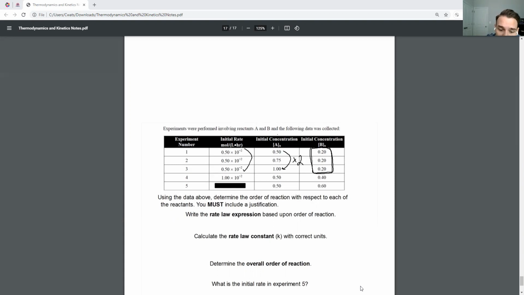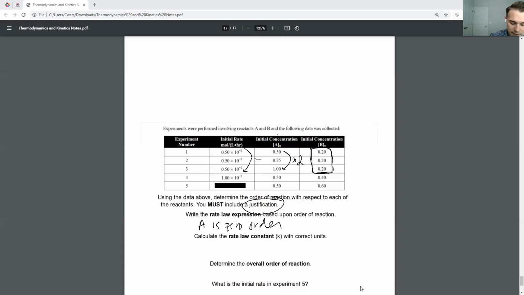What happens to the rate? It stays the same. So in this case, the concentration and the rate have nothing to do with each other. So that means A is 0 order. But what do I write in order to get that answer? What is my justification? And it's very specific what I need to write.